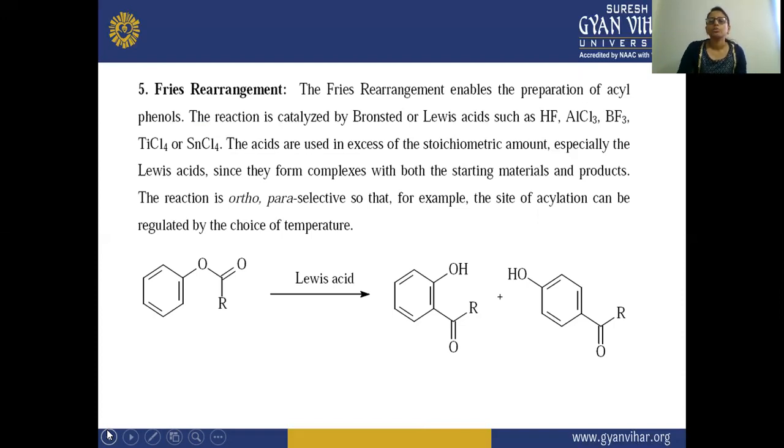The acids are used in excess of the stoichiometric amount, especially the Lewis acids, since they form complexes with both the starting material and the product. So here you can see this acyl phenol is reacting with these Lewis acids, and after that there is a formation of your product. The product gets acylated at the ortho position.